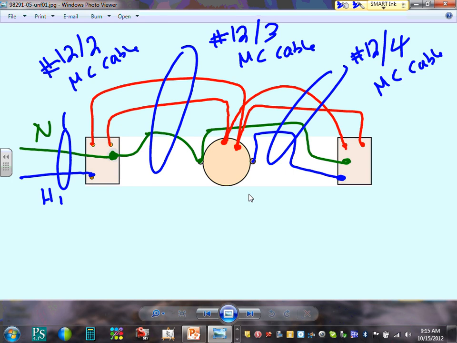But the terminals that you land on, here's the terminals. I'm going to highlight the terminals. Here's a terminal here, a terminal here. These are terminals. Here's the terminal of the devices. Here's your terminals. Can you guys see that? The rest are wire nuts. Everything else is wire nut.